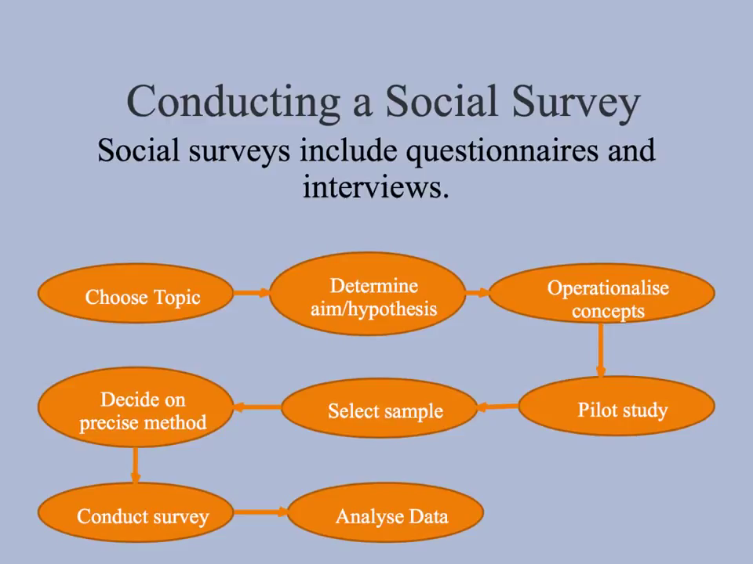The next thing you'll do is come up with an aim and a hypothesis. These are slightly different, and we'll be looking at them in the next slide. You also need to make sure you operationalize any of the concepts you're interested in studying. You conduct a smaller pilot study in order to make sure that your hypothesis is effective, your topic is something that you can investigate, and the method you've chosen is appropriate. You'll then go on to select a sample. At this point, you'll decide on the precise method. Then you'd conduct the survey, and finally, you'll analyse your data.